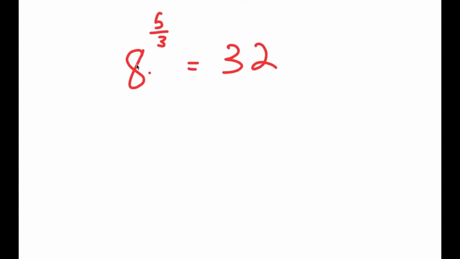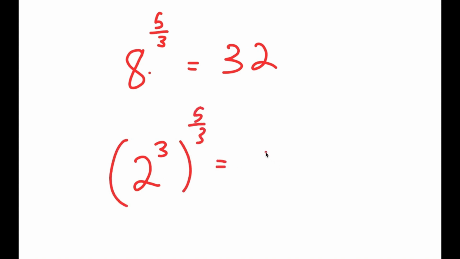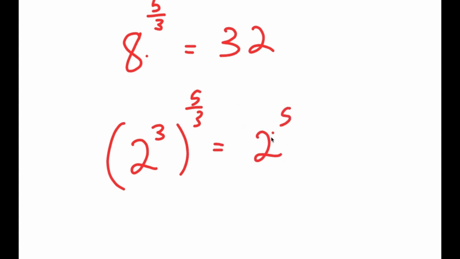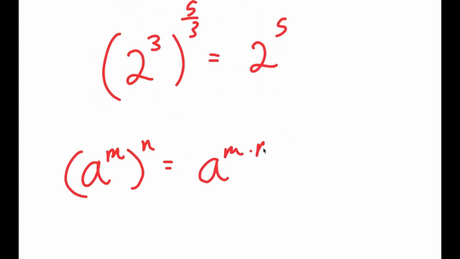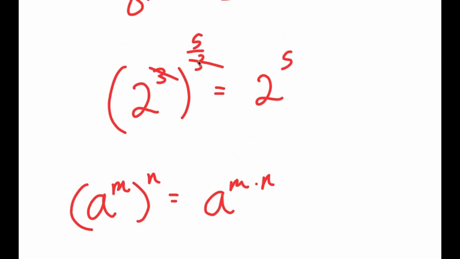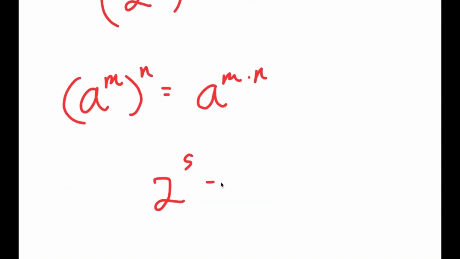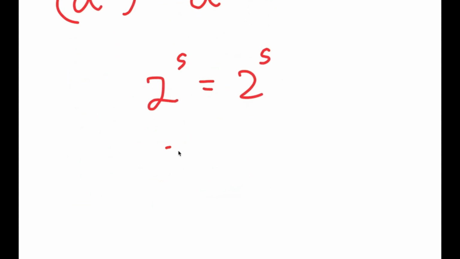Now, 8 is the same thing as 2 to the power of 3. So I get 2 to the power of 3, to the power of 5 over 3, is equal to 32, which is the same thing as 2 to the power of 5. And if I have something in the form a to the power of m to the power of n, this is equal to a to the power of m times n. So these two 3's cancel out, and I get 2 to the power 5 is equal to 2 to the power 5, or this is the same thing as 32 is equal to 32.